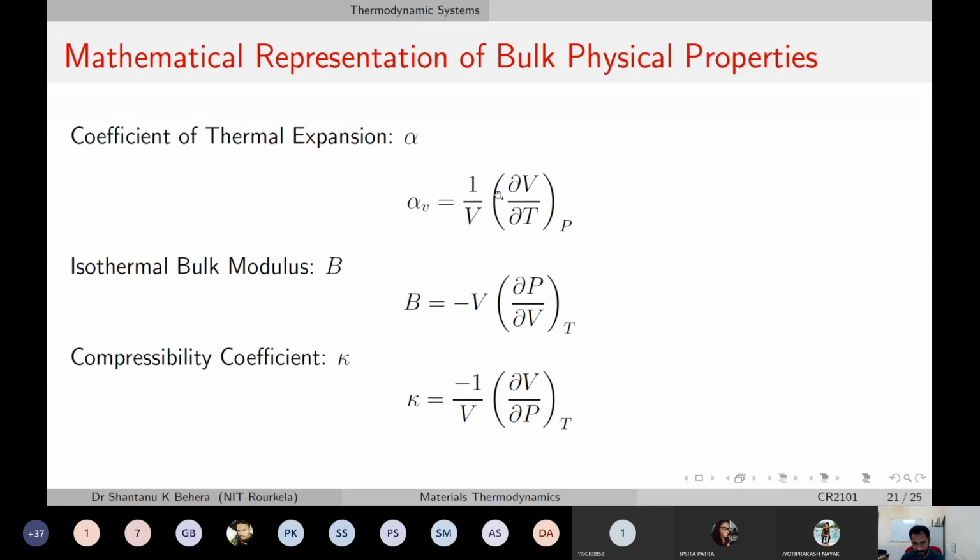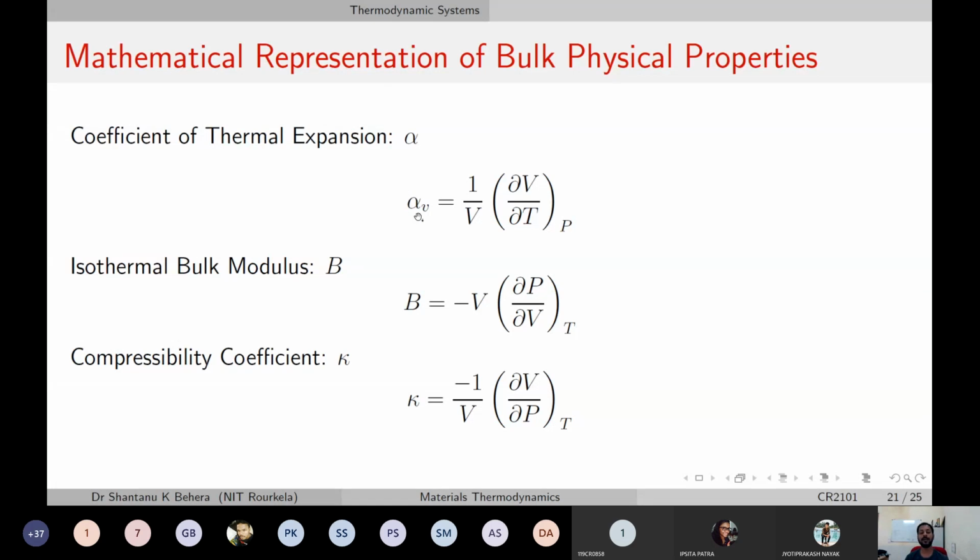So this change parameter has to be normalized by the overall volume, because that's the deal. It's like, what's the change divided by the original thing? Change in volume divided by the original volume. That's what is written here.